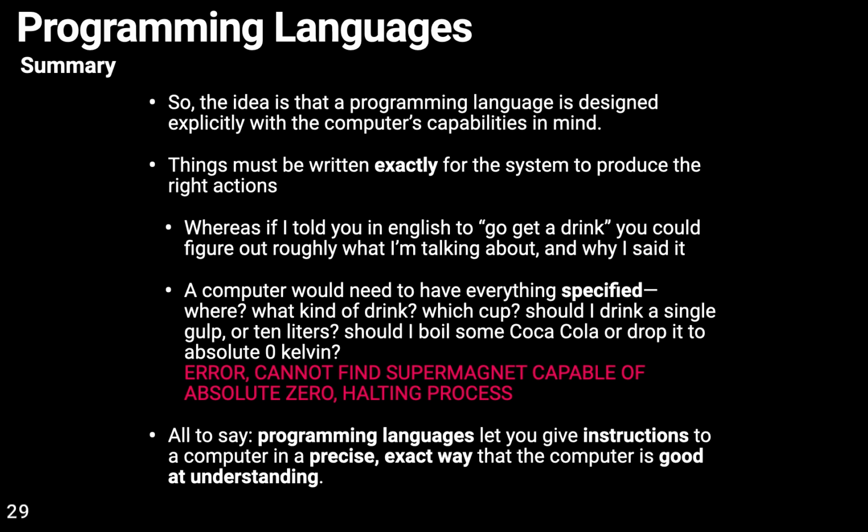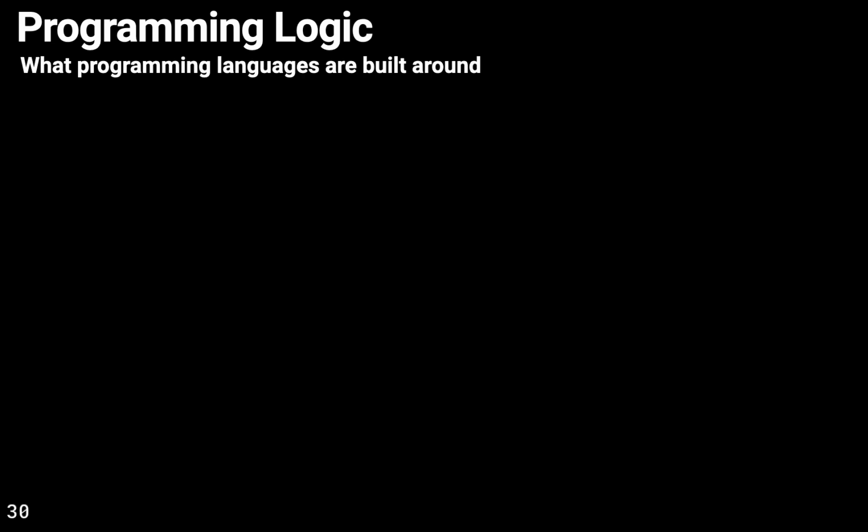It wouldn't be able to achieve a lot of things if you gave it instructions that weren't very well specified. So all of this is to say, programming languages let you give very specific instructions to a computer in a precise and exact way that the computer is good at understanding. So when it comes down to that, your job is to form those sentences, those programming lines of code, in a logically useful and consistent way, which is really one of the cruxes of this course.